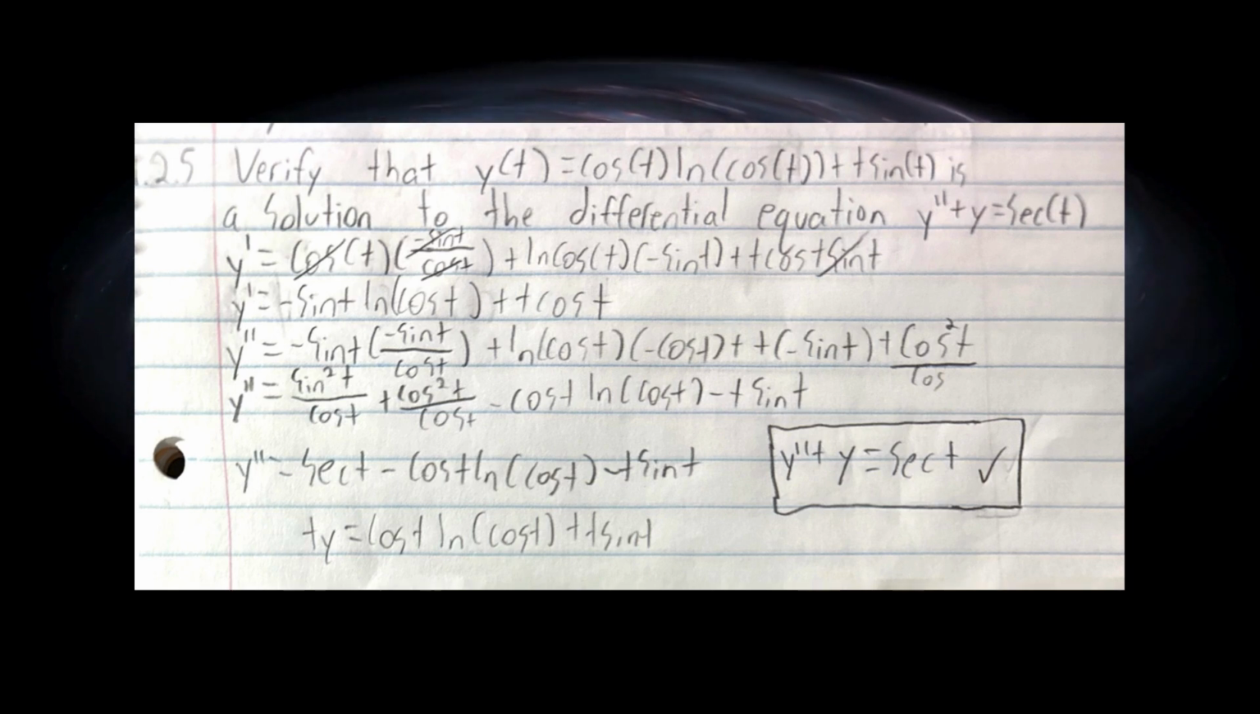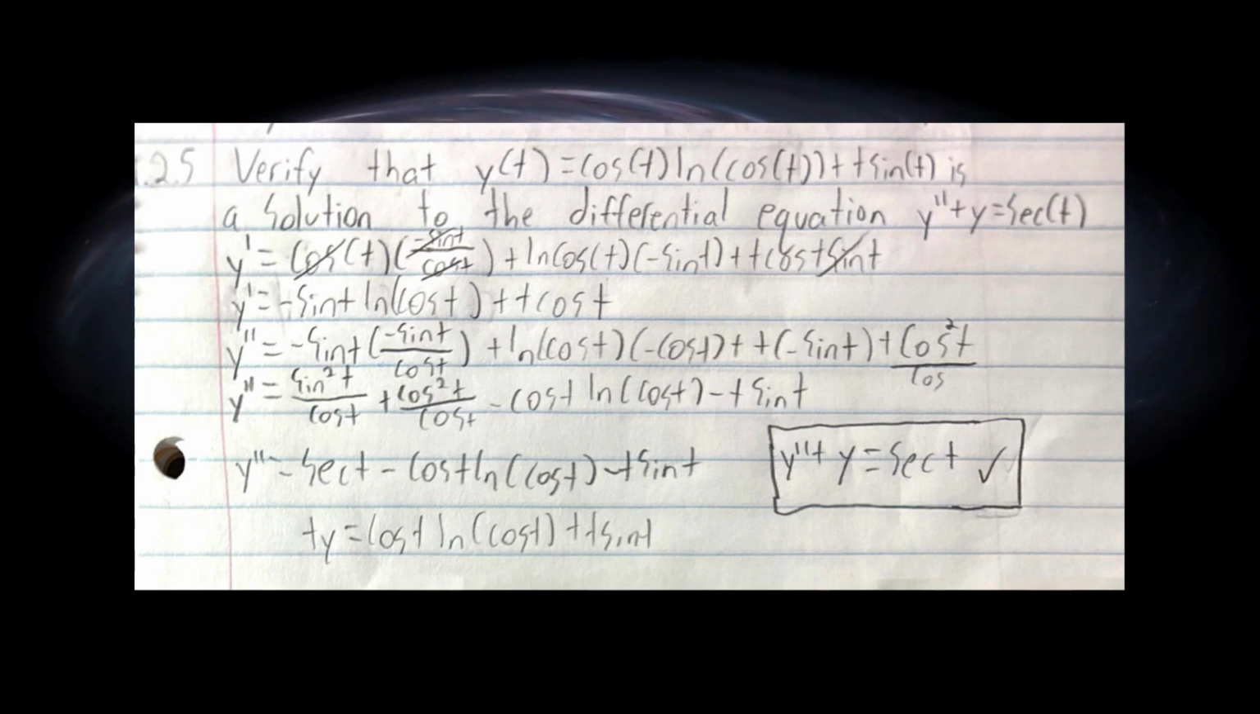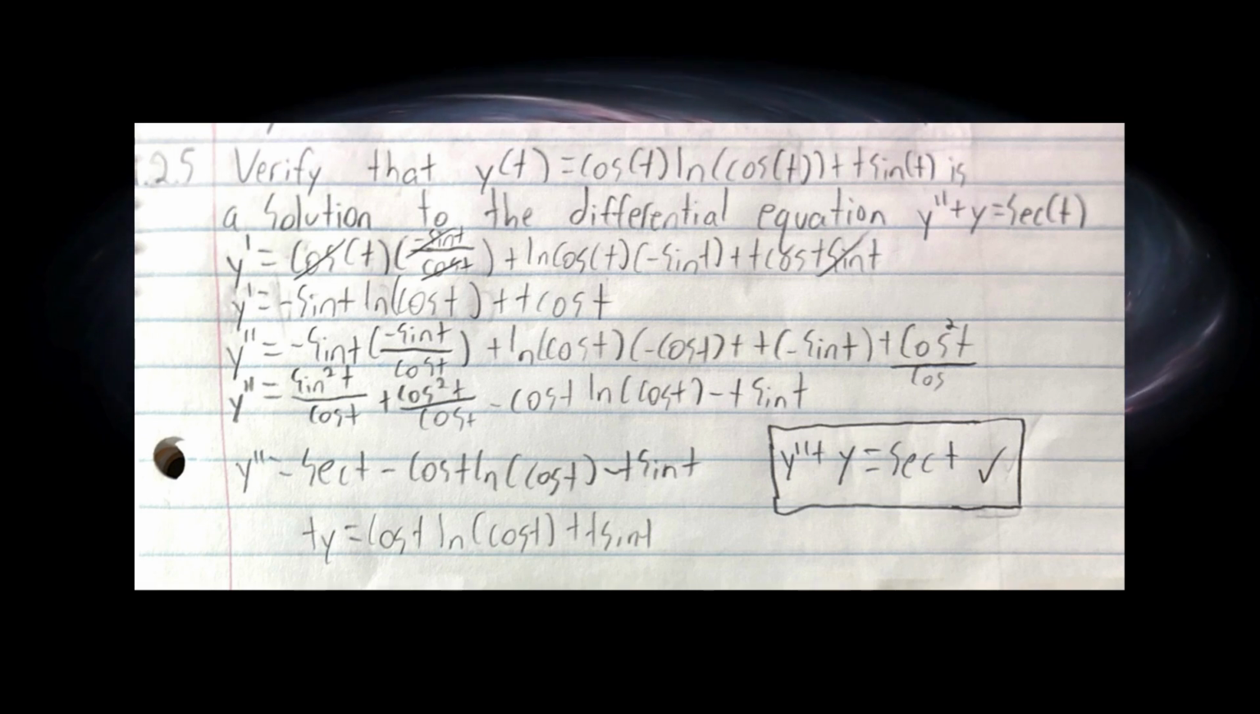And knowing that sine squared t plus cosine squared t equals 1, that whole beginning of that equation is just 1 over cosine of t, leaving us with y double prime equals secant of t minus cosine of t ln cosine of t minus t sine of t. So if you do not know where that secant came from, it came from the 1 over cosine of t.